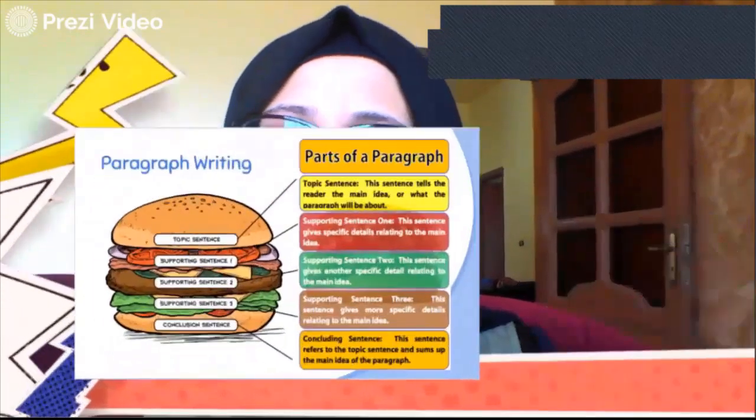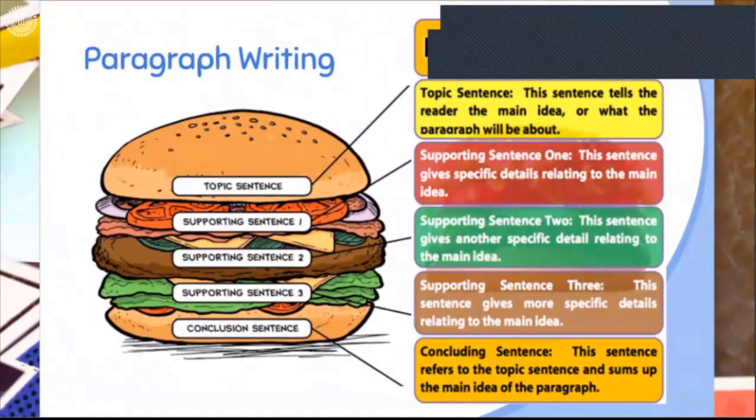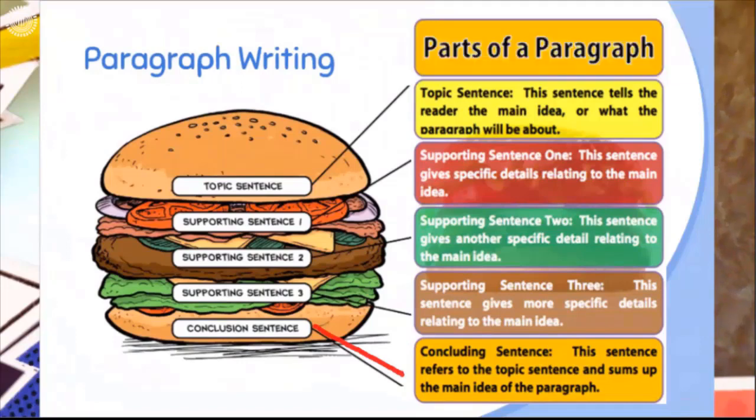In order to make it easier for you, I'm going to explain what a hamburger organizer is. What do I mean by hamburger organizer? Let's assume that a paragraph is just like a hamburger. In a hamburger, we need the top bun. This is the topic sentence, and it tells the main idea, or what we are talking about. And the bottom bun at the end is the conclusion sentence, or the concluding sentence, as you can see here. It refers back to the topic sentence and sums up the main idea of the paragraph. It's just like you restate what you said in the topic sentence, but in a different way.